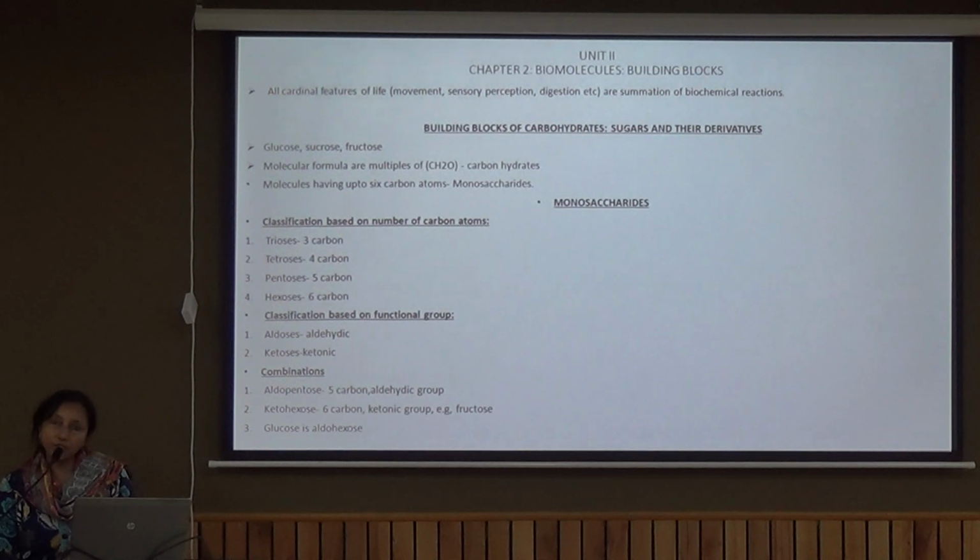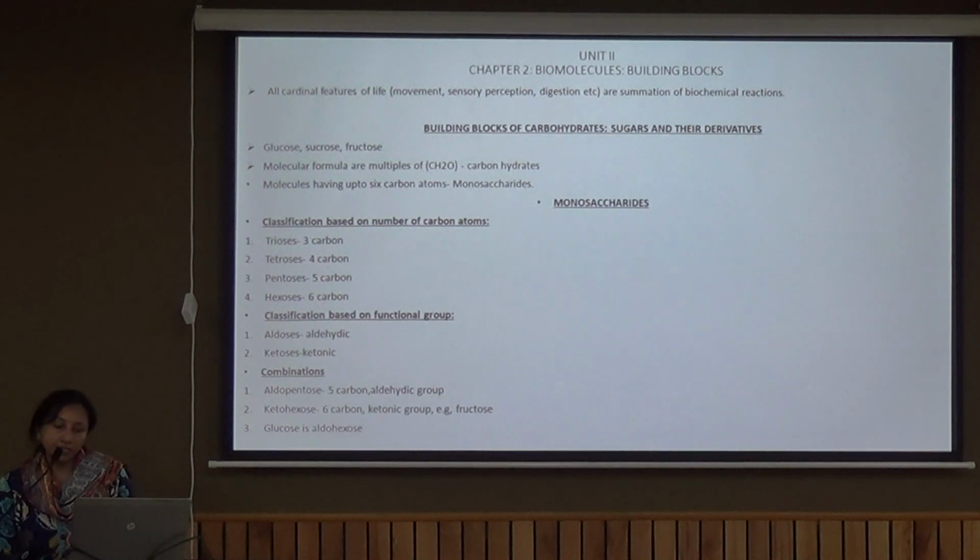Now, what are the properties of monosaccharides? How do we classify them? What do we call them? First, we classify them based on the number of carbon atoms. If they have 3 carbon atoms, we call them trioses. If they have 4 carbon atoms, we call them tetroses. 5 carbon atoms, pentoses. 6, hexoses.